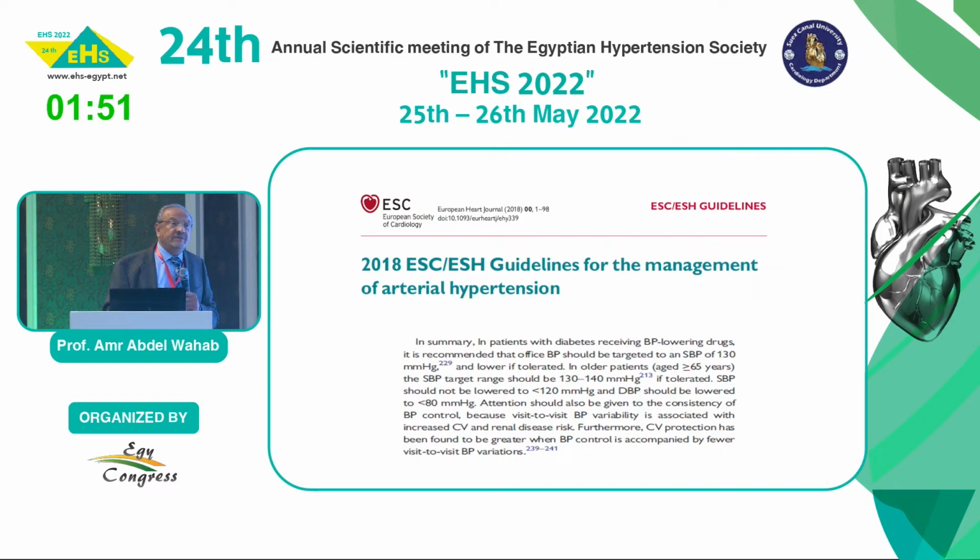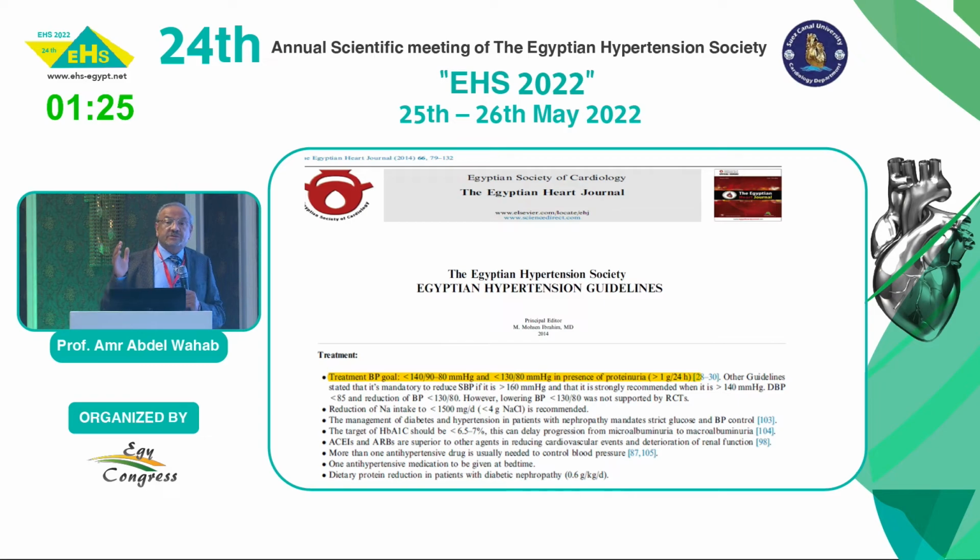For hypertension, the problem is a little more complicated. This is the European Society of Cardiology and European Society of Hypertension guidance of 2018. For a young diabetic, you are aiming at a blood pressure of 130 over 80. For an elderly, it's 140 over 80. For the Egyptian Society of Hypertension guidelines, a blood pressure of 140/90 is acceptable, except in the presence of proteinuria, where we are aiming for less than 130 over 80.